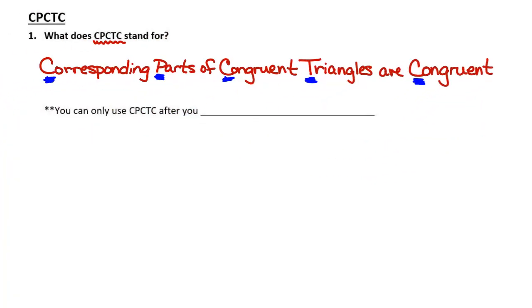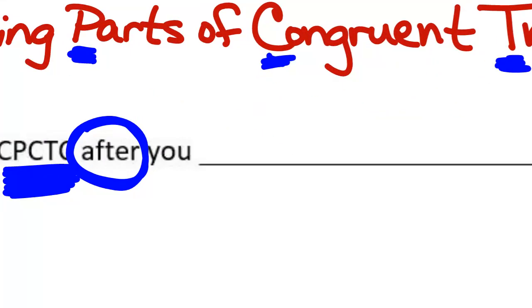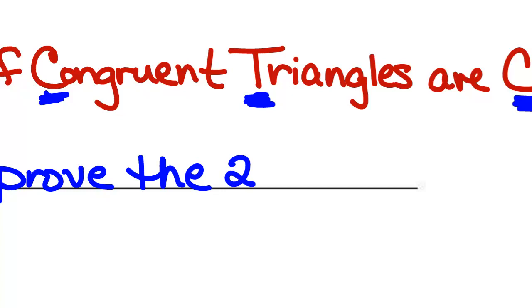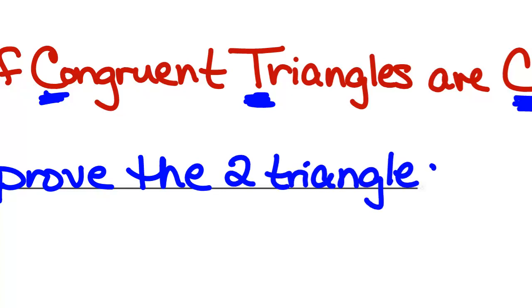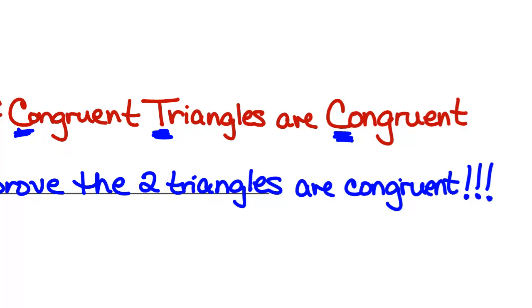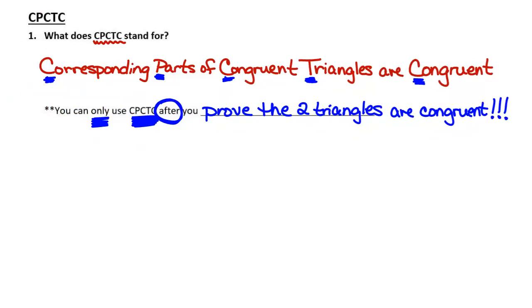And we've used CPCTC already. When I gave you a triangle congruence statement, we were able to use that statement to match up the parts that were corresponding and therefore had to be congruent to each other. You can only use CPCTC after you prove the two triangles are congruent. If you don't know those triangles are congruent, then you cannot talk about any parts except what was given to you or things you're allowed to mark without it being given.